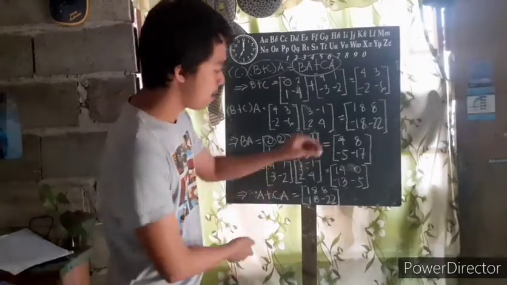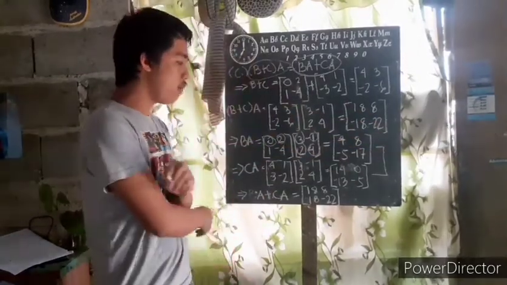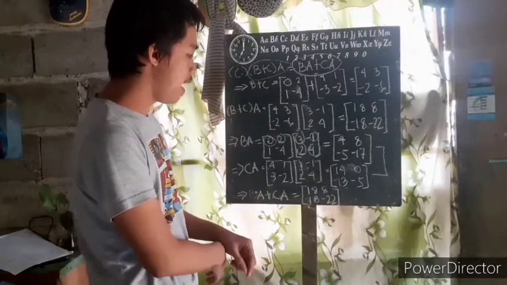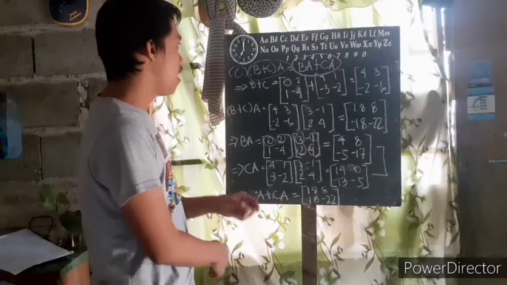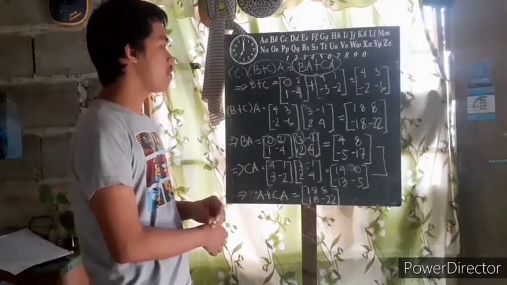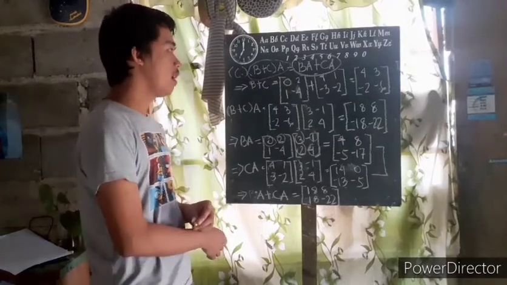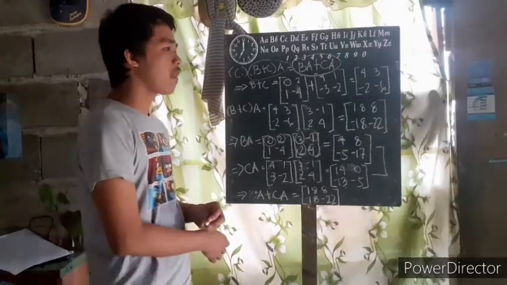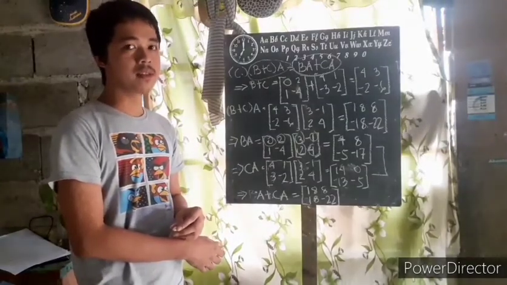Next, we can easily find what is BA plus CA. So let's just add these two matrices, so we can get the answer of 18, 8, negative 18, and negative 22. Since (B plus C) times A equals BA plus CA, therefore matrices and scalars satisfy the stated property of matrices.